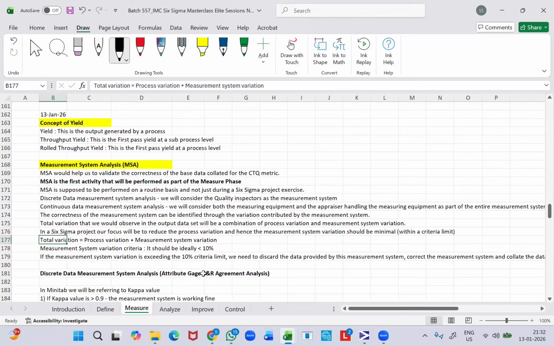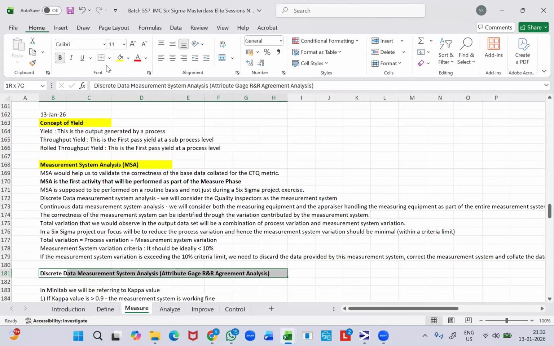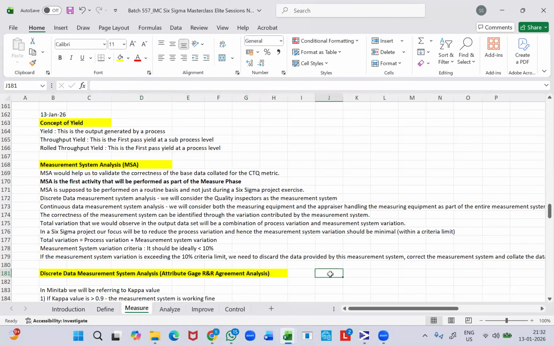So we are going to look at how to perform discrete data measurement system analysis. The name for this exercise is attribute gauge R&R agreement analysis. Attribute is the other name for discrete, so we need to remember this. What is R&R? We will know in a short while, right?